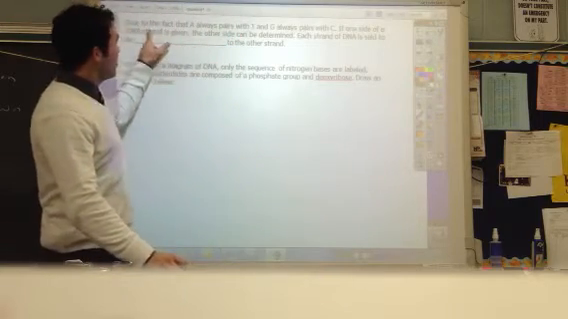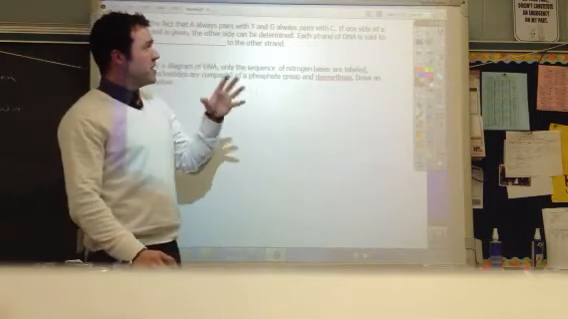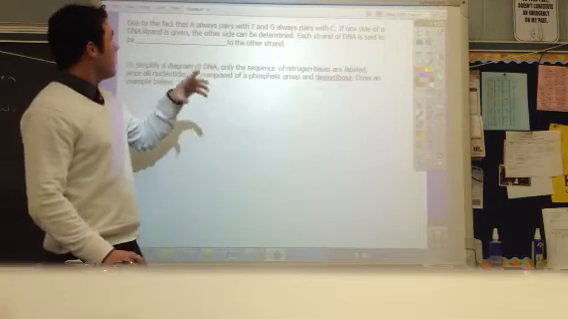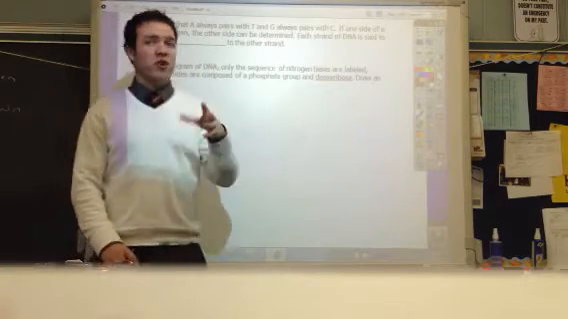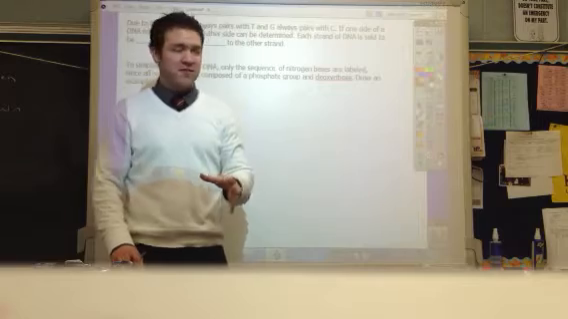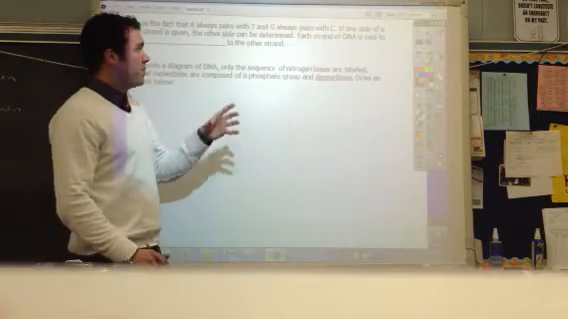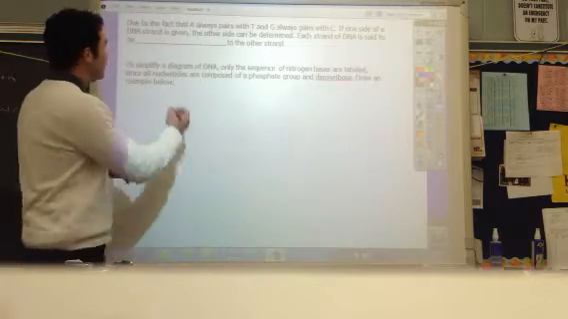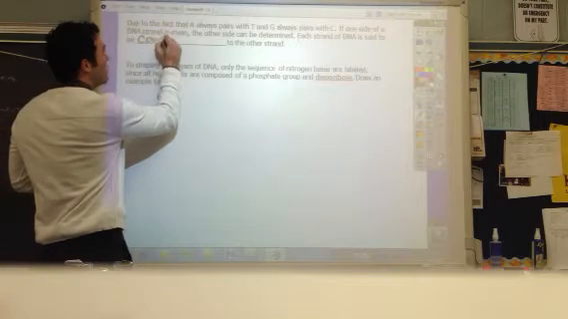This is where we left off with your notes. It says, due to the fact that A pairs with T and G pairs with C, if one side of the DNA strand is given, you can actually determine what the other strand is. We've done this in class enough, but I just want to make sure you understand the vocabulary. Each strand of DNA is then said to be complementary.